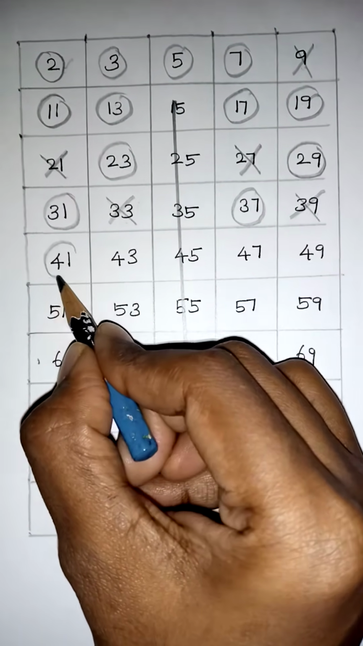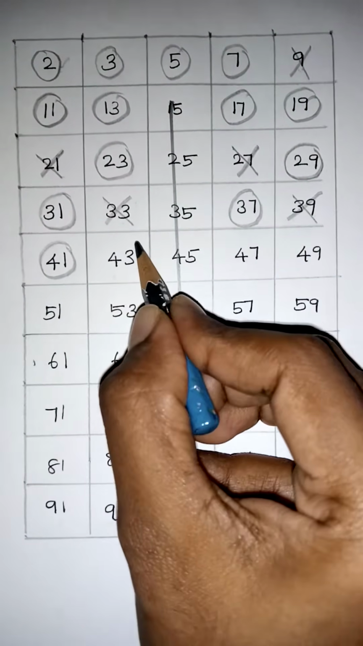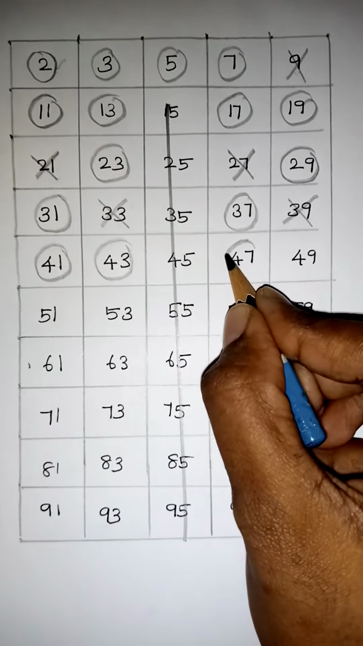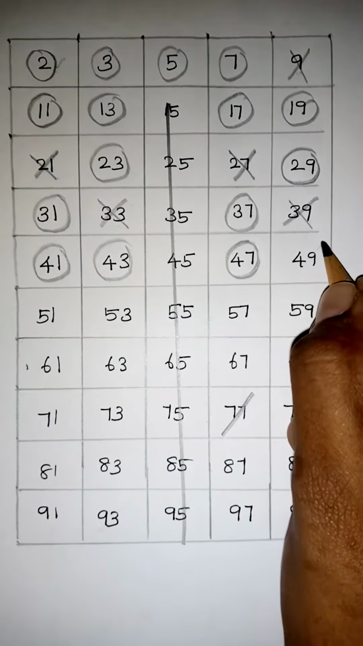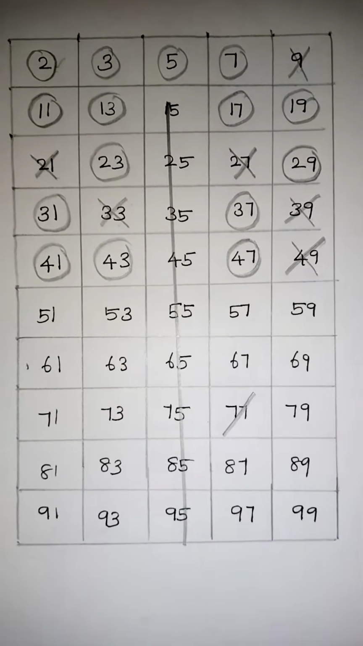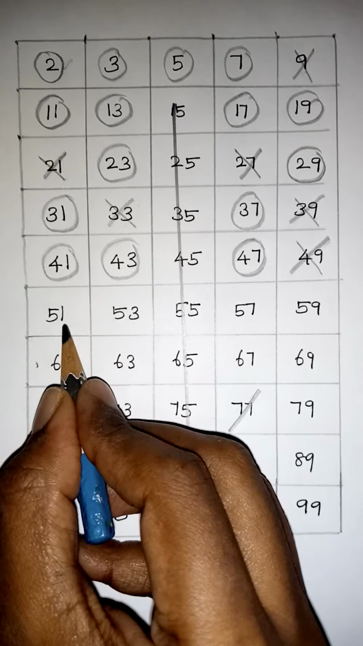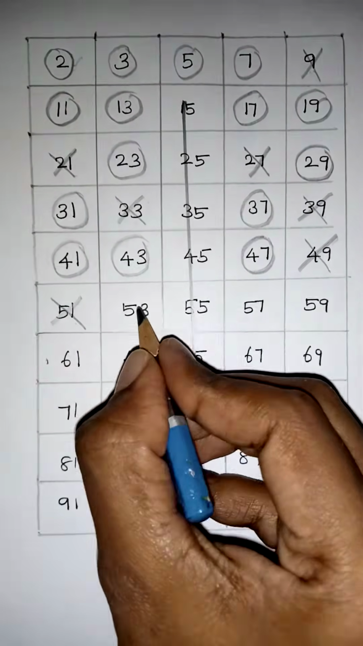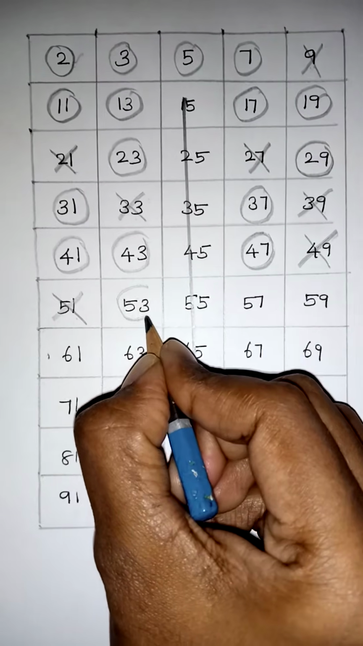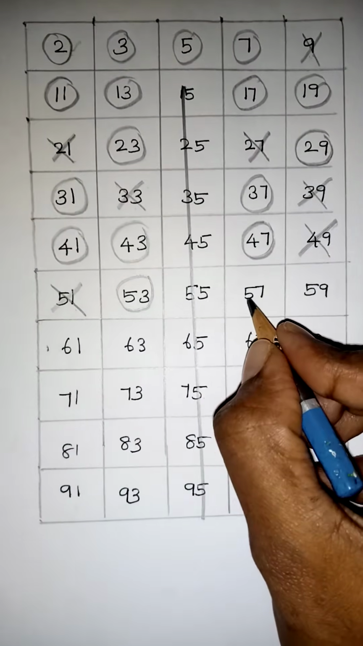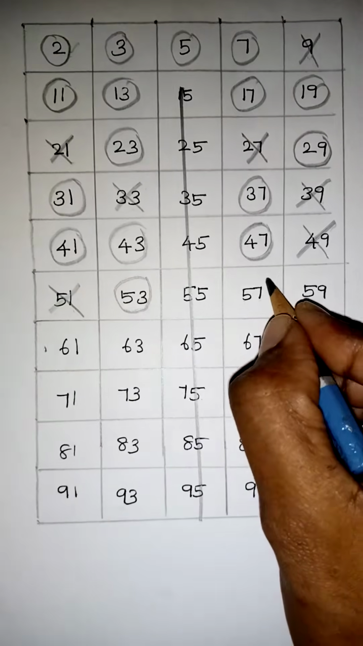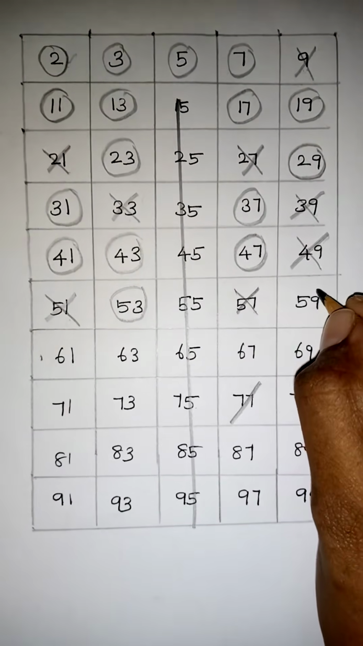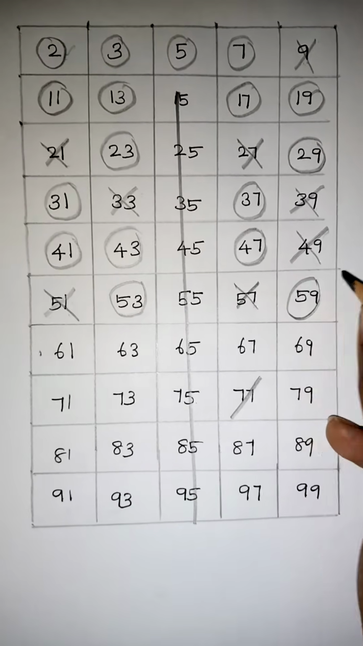41, it will not come under any other tables. 43 never comes in any other tables. 47 also never comes in any other tables. 49, 7 sevens are 49, you can cancel. 5 plus 1 is 6, 6 will come in the 3 table, so 51 also will come in the 3 table. 53 is prime. 57, 3 table, because 5 plus 7 is 12, so that is a 3 table number, you can cancel, it will be a composite number. 59 will never come in any other table, so you can circle it.